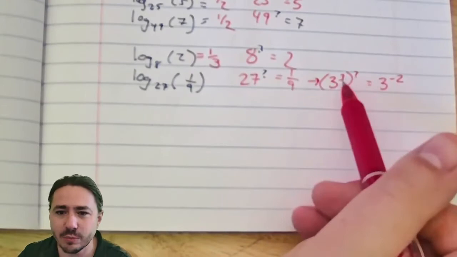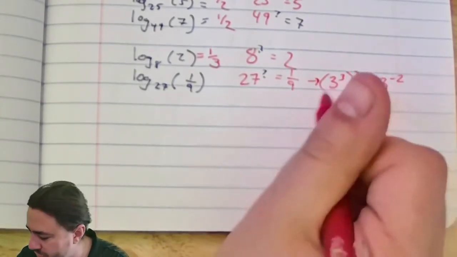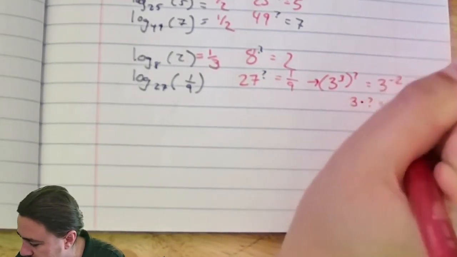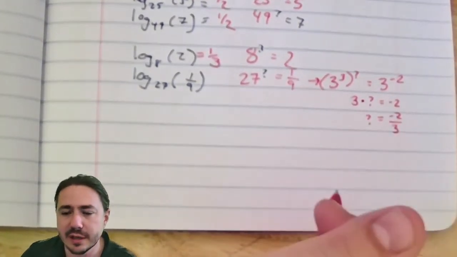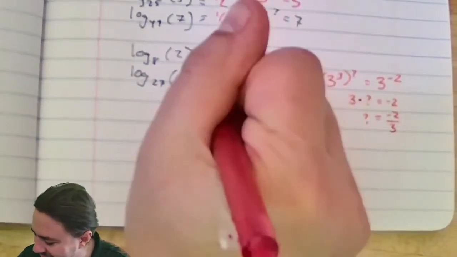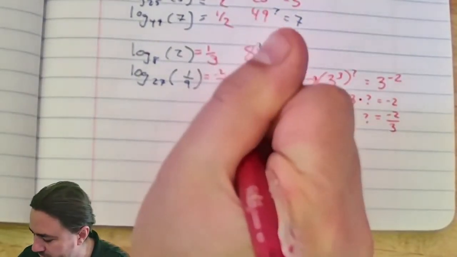Now we're kind of getting somewhere here. So 3 times what is negative 2? That means that the what needs to be negative 2/3. This one's pretty tricky, I'm not going to lie. Don't get too scared off by this one. But basically, this one's going to be negative 2/3.